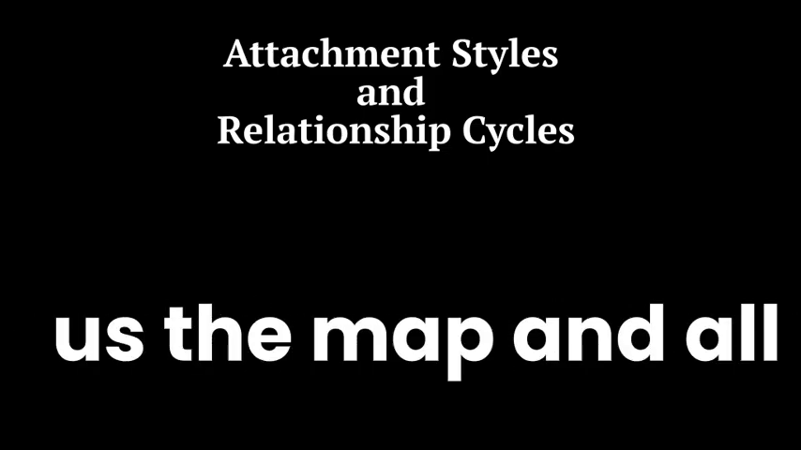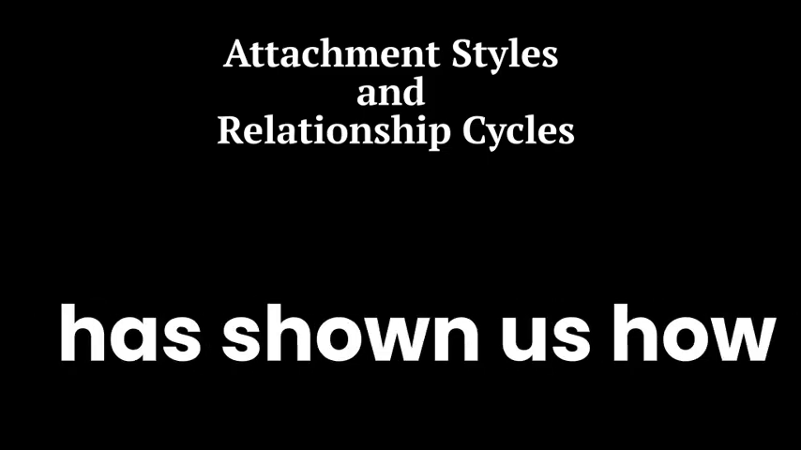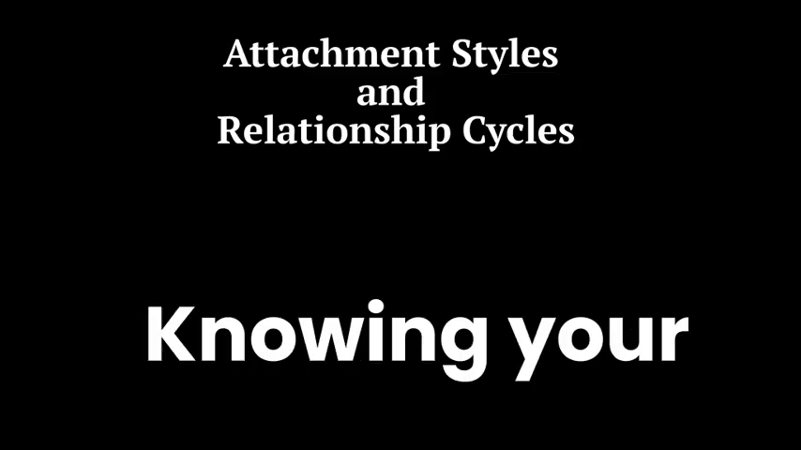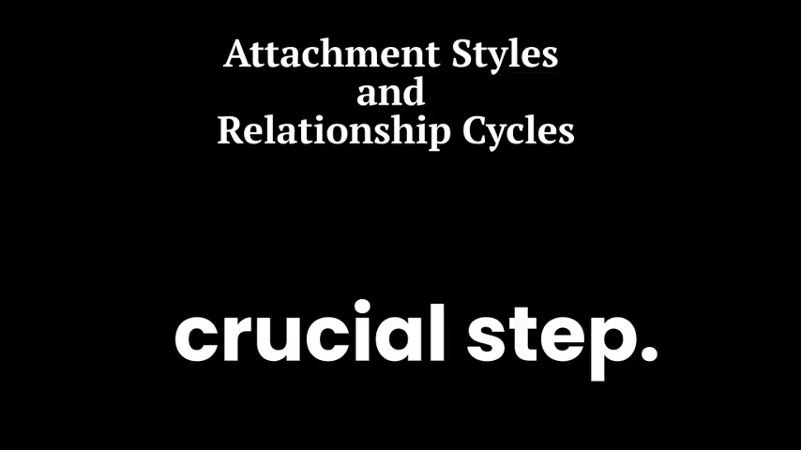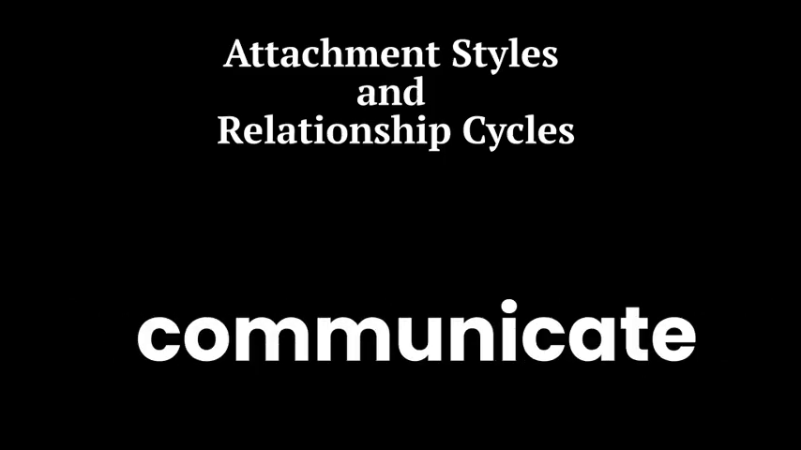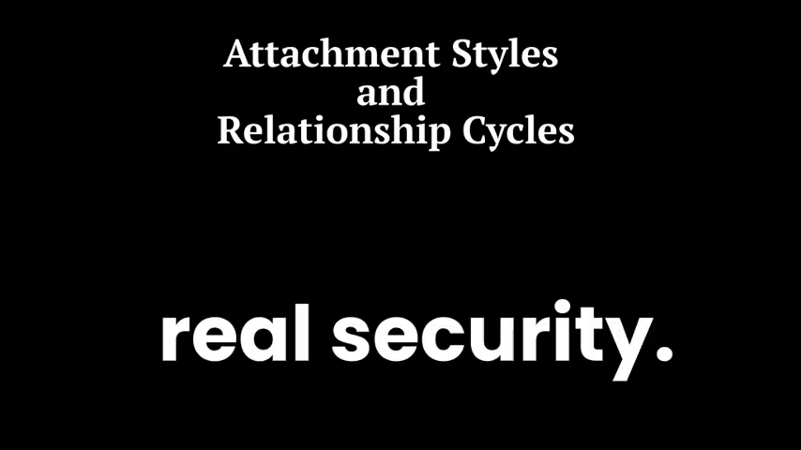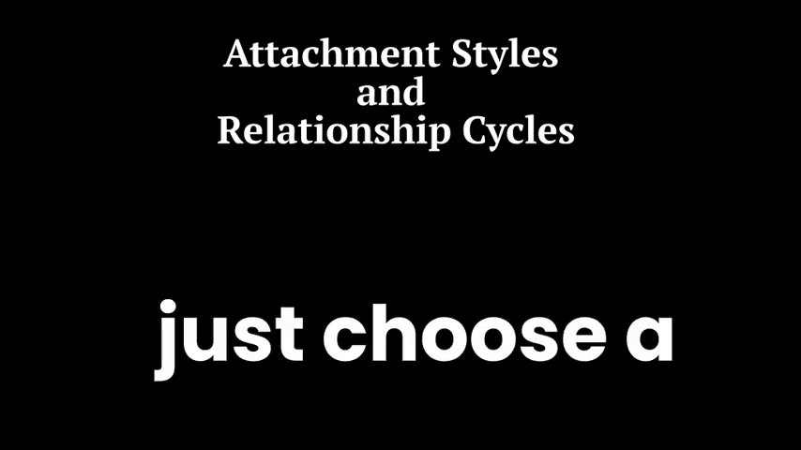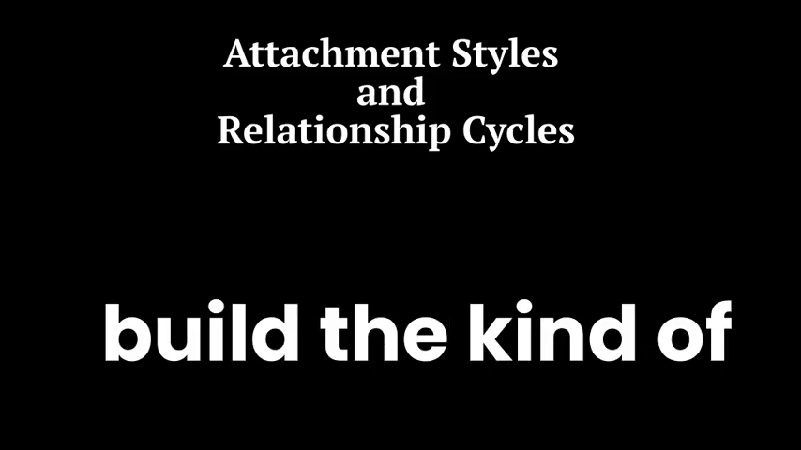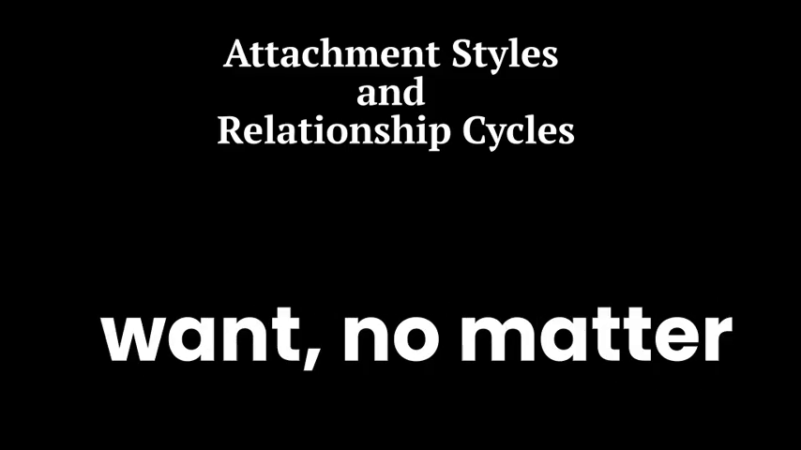So to pull this all together, Bowlby and Ainsworth gave us the map, and all the research since has shown us how the terrain works. Knowing your style is the first crucial step. But using that knowledge to hold yourself accountable, to communicate differently, to literally rewrite your internal narrative, that is how you cultivate real security. It equips you to not just choose a partner more wisely, but to actively build the kind of relationship you want, no matter where you started.